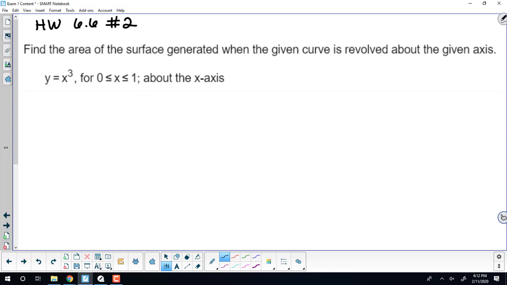Find the area of the surface revolving x cubed from 0 to 1 about the x-axis. Surface area. So you've got to remember the formula for the surface area. Surface area was given by what?